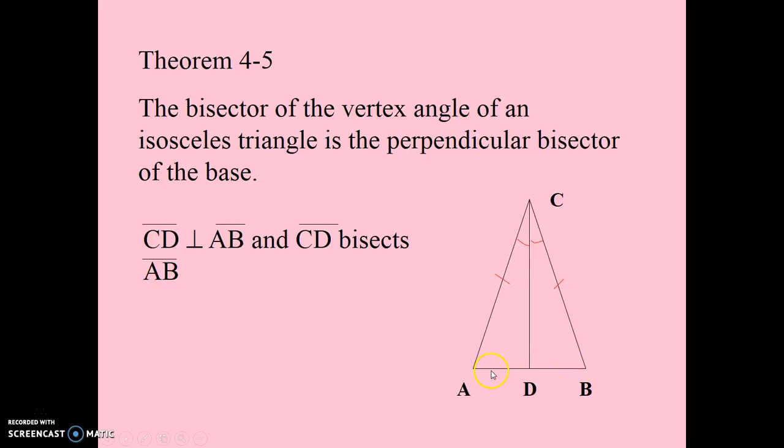Here's the base. So that means we'll have this perpendicular, which means there will be two right angles, and then AD congruent with DB, since CD bisects the segment AB. Again, so let's go through that one more time. The bisector of the vertex angle, so right here, this line's the bisector, is the perpendicular bisector of the base. So anytime this line here bisects these two angles, this line will be the perpendicular bisector of the base. Okay, good.